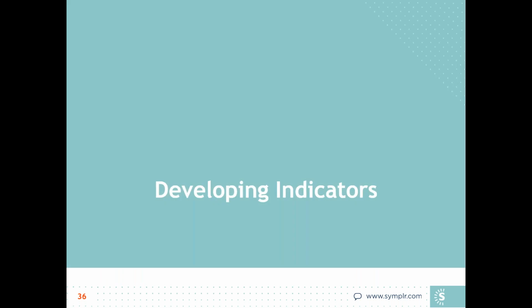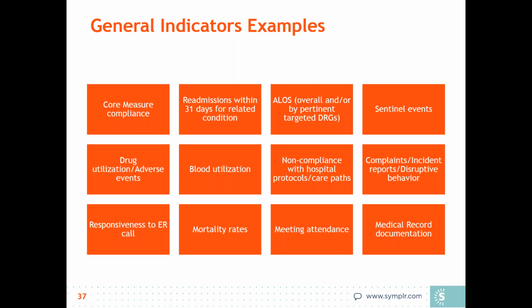So one more thing about developing indicators that I want to cover. There are some general indicators, and these are the types of things that we may include for everybody: core measure compliance, drug utilization, blood utilization, and so forth. These are the types of things that we look at for most practitioners that are on our staff. These are things we're looking at on an ongoing basis. And so these are things that can be indicators that we can look at for competency.